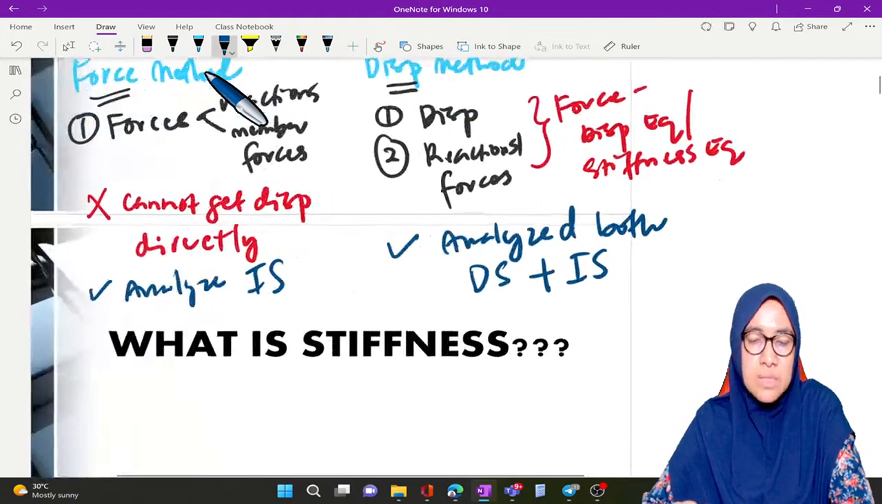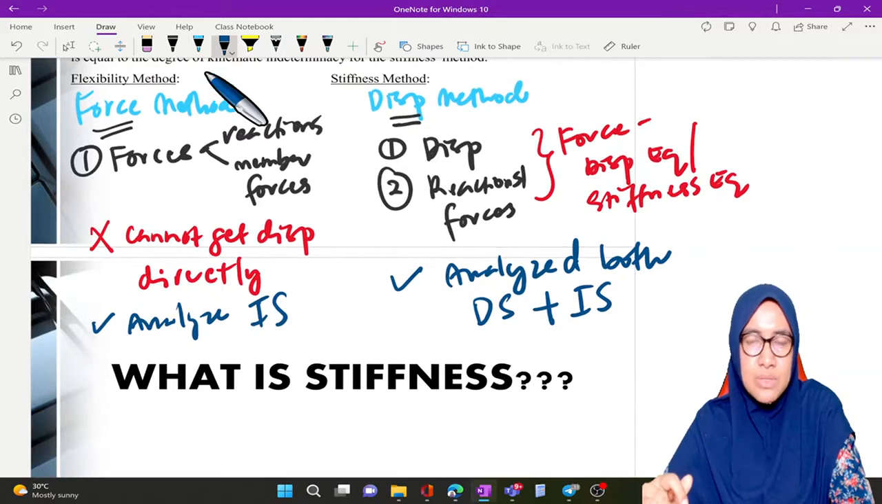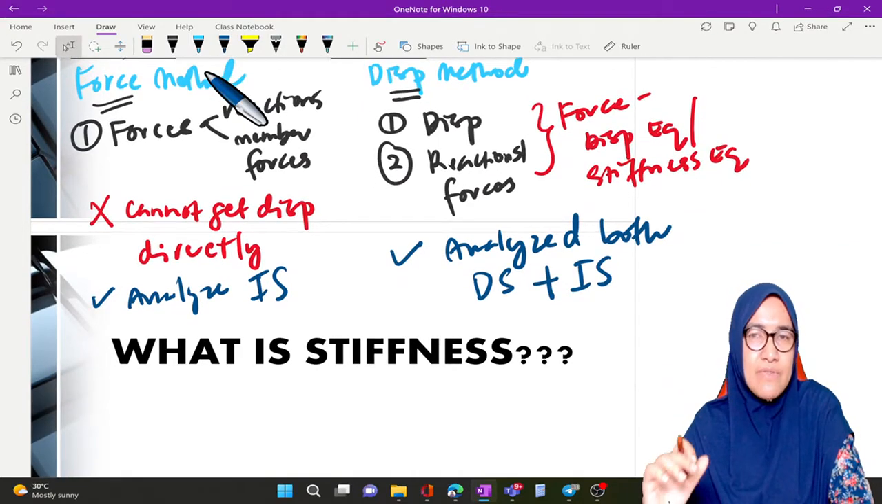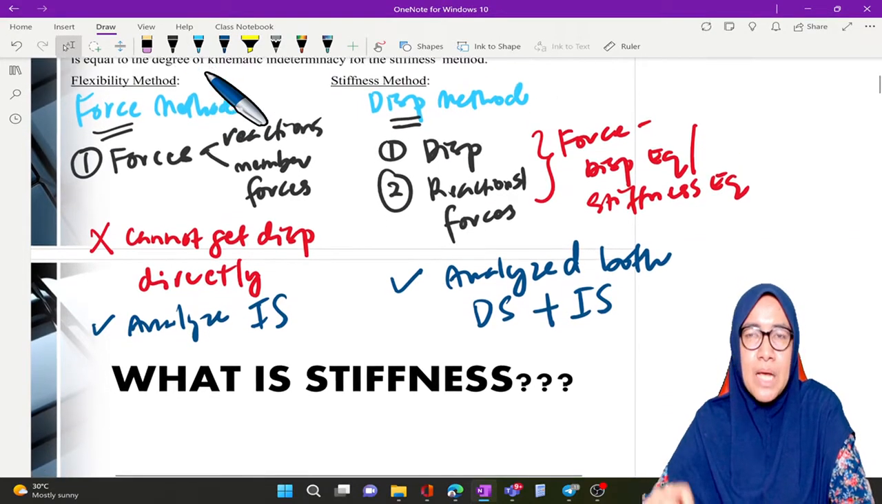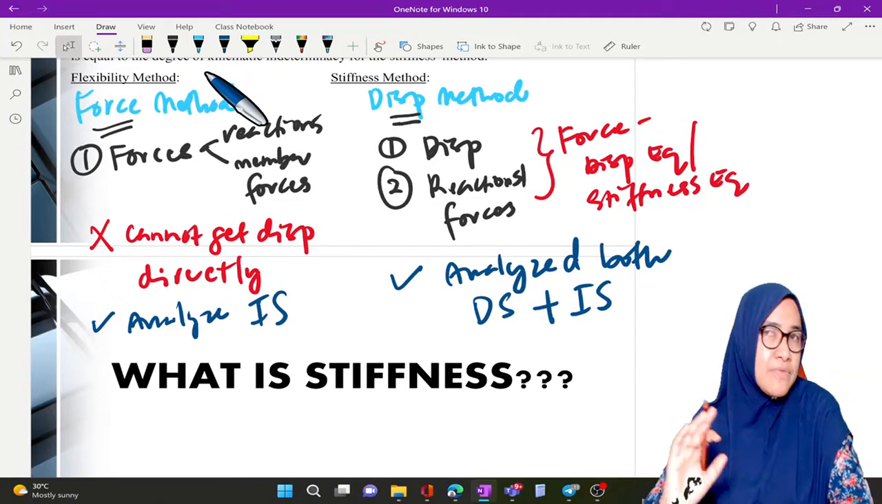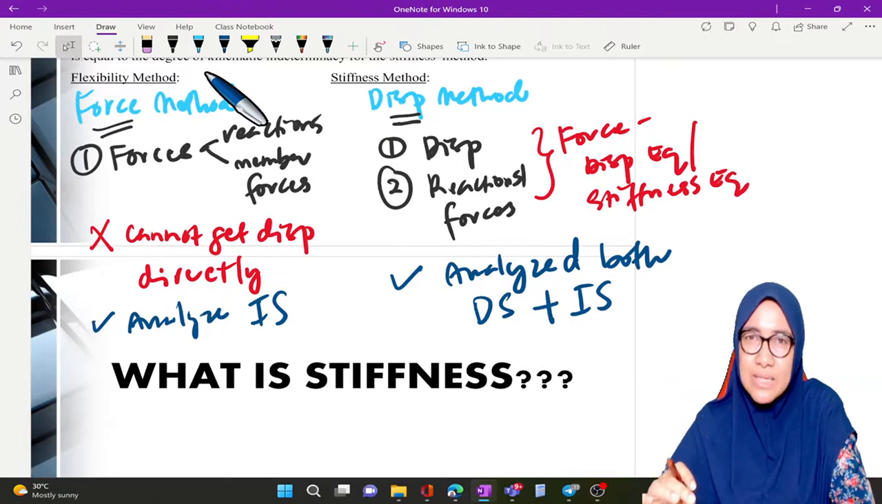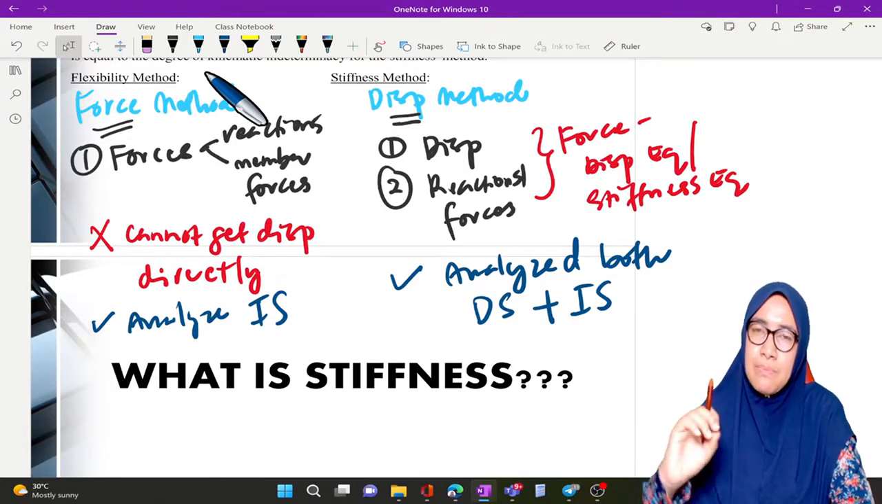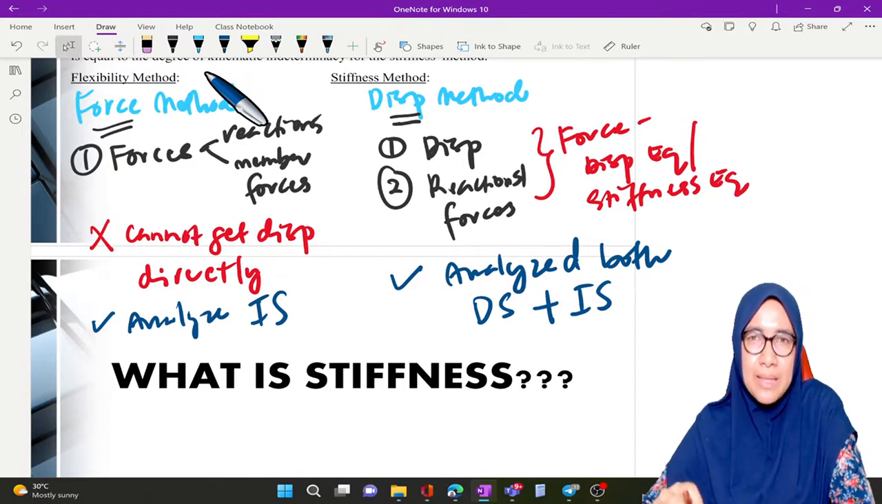And of course, the stiffness method is actually the theory behind structural engineering software. All the civil engineering or structural engineering software is built based on the stiffness method.